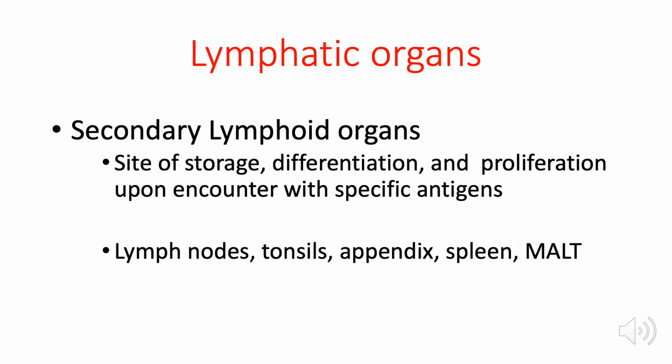So the other organs that I have mentioned will belong to the secondary lymphoid organs. And what are these organs? The tonsils, the lymph nodes, the spleen, and the lymphatic tissues that belong to the MALT, mucosa-associated lymphatic tissue.